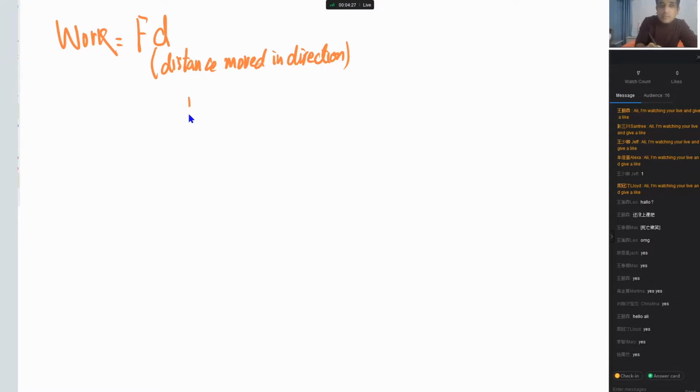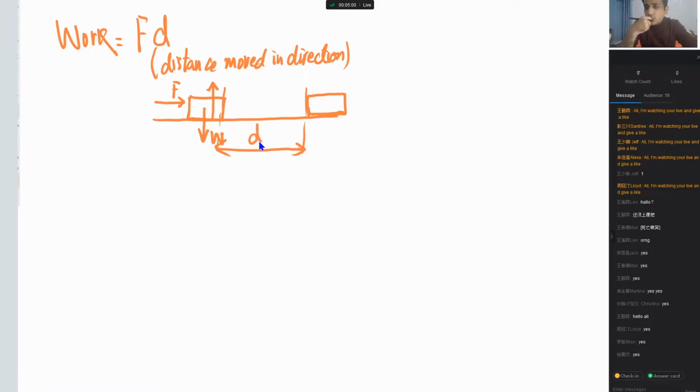For example, imagine this box is placed here. If I apply force F on this box, the force is acting on the block, the weight of this block is acting down, and there is a normal reaction force acting up. If I ask you to calculate work done, let's say it moved a certain distance, this distance d.